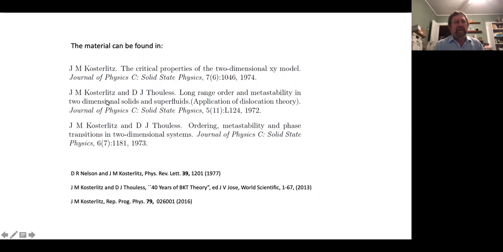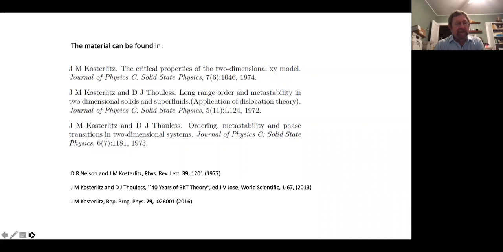The first three references were published in the British Journal of Physics, from 1972, 73, and 74. And then I visited David Nelson at Harvard, where we wrote this Physical Review Letter in 1977. And then the last two are long, tedious review articles. One is published in a book, and then there's a long, tedious article in Reports on Progress in Physics.